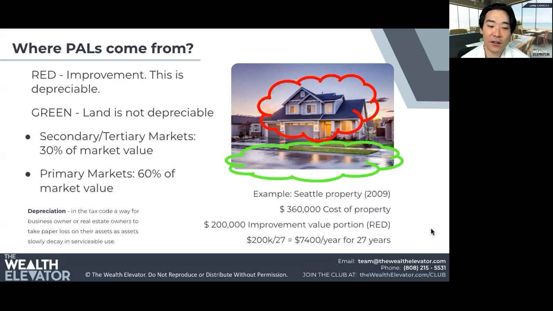The house may last 100 years, but what's important here is what the IRS tax code allows and what they say you can take as a paper loss.